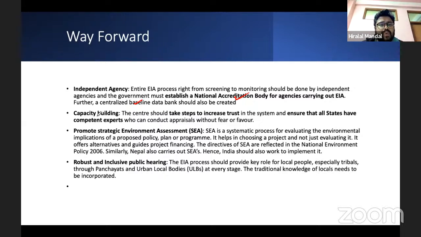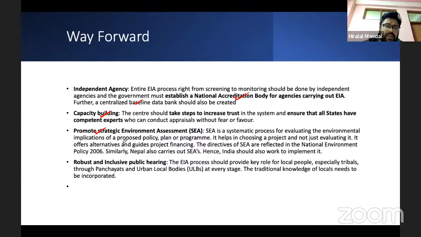There's also a need to build the capacity of the human resources in order to carry out the environmental impact assessment. The quality of environmental impact assessment has gone down in the country, largely because of lack of human resources, and at the same time lack of capacity among the functionaries to carry out the function.